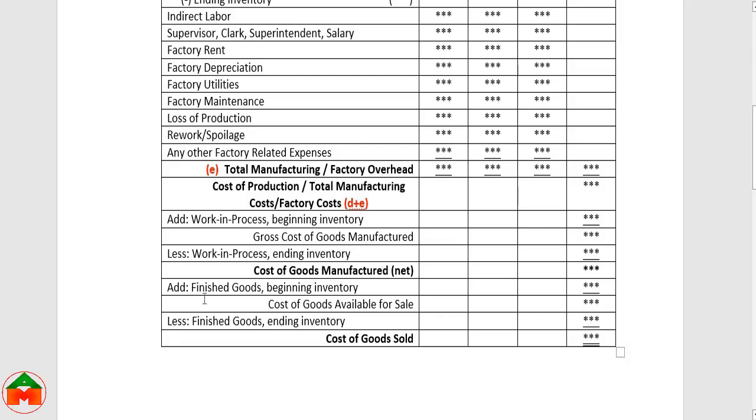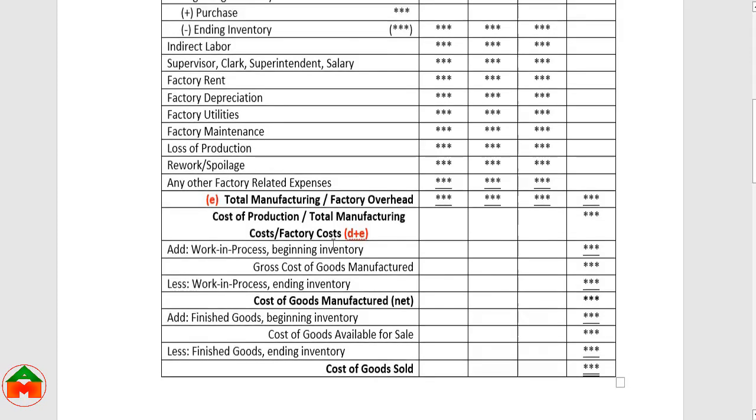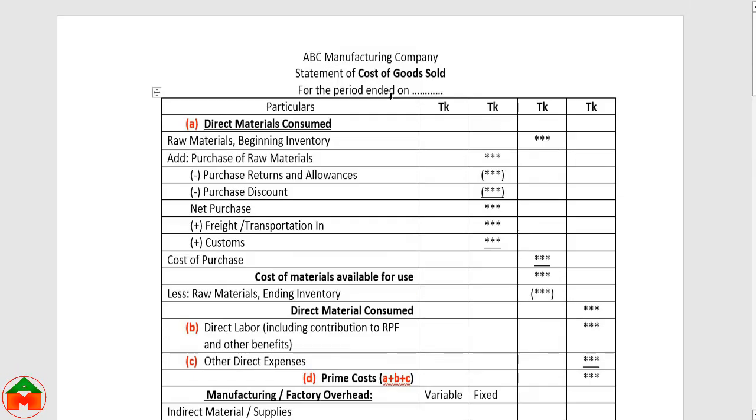After that, you have to add the opening inventory of finished goods to get the cost of goods available for sale. Then you have to deduct the finished goods closing inventory to get the cost of goods sold. That means if we summarize, this is the statement of cost of goods sold.